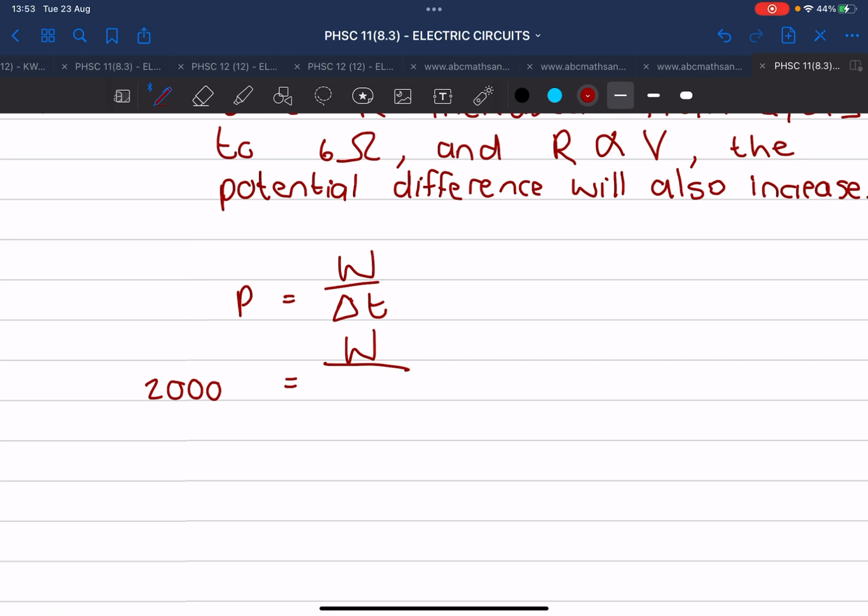The time is 5 hours, but we want it in seconds. So you're going to times 60, then it goes to minutes, then you're going to times 60 again to go to seconds. Or you can just times 3600. Then do we divide the 2000 by the 1? No, you multiply because it divides with the W. So it multiplies with the 2000.